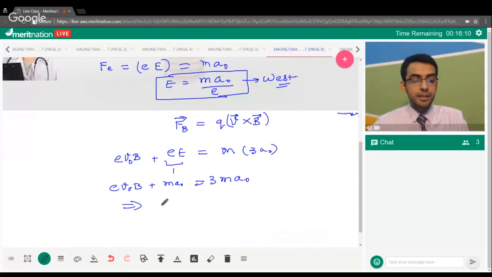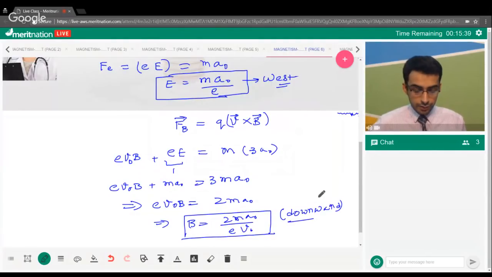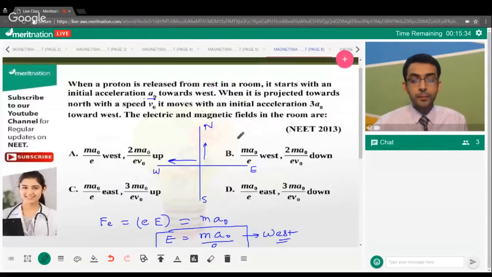So this implies e V naught B is equal to 2 m a naught. That means B is equal to 2 m a naught divided by e into V naught. This is the magnitude of the magnetic field, and that is in the downward direction. So the correct answer for the given question is B.